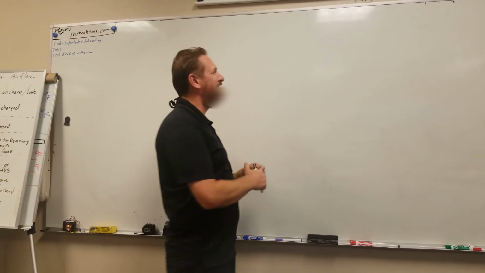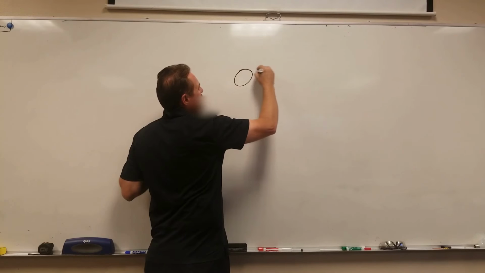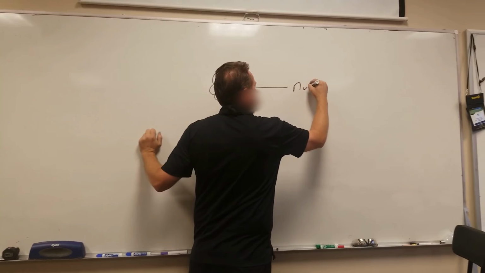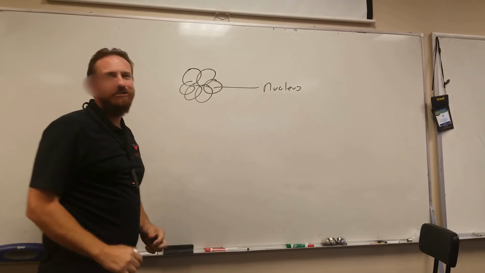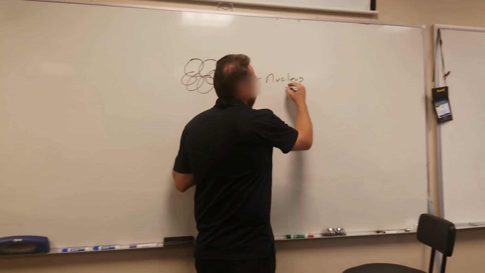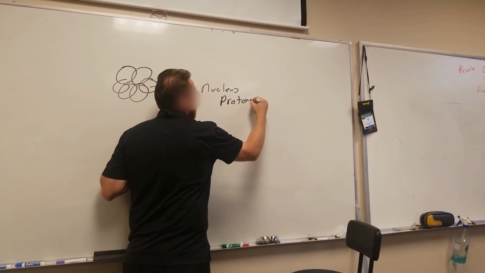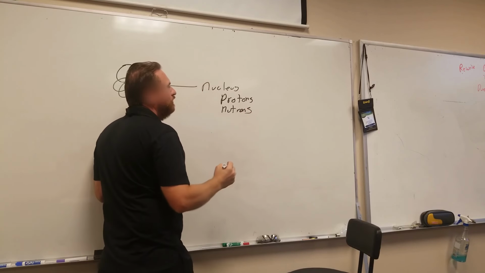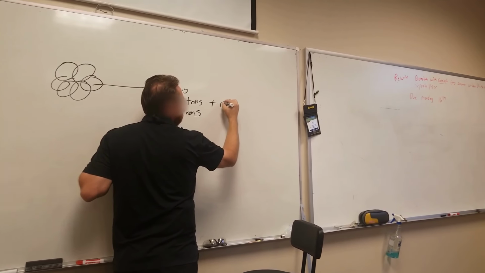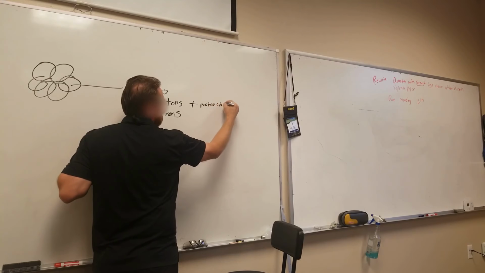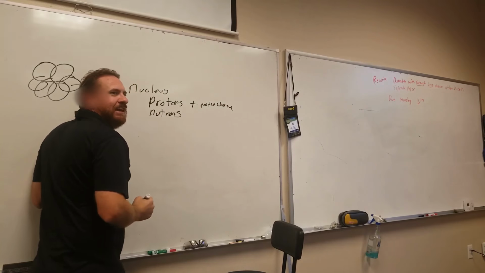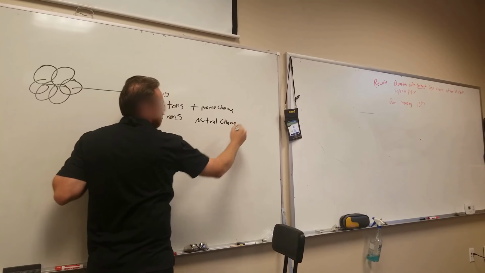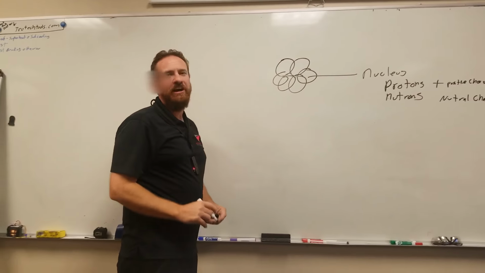They make up everything. Everything is made up of atoms. And atoms have a nucleus. I don't know how to spell nucleus, but it's nucleus. And the nucleus is made of protons and neutrons. Protons have a positive charge, and neutrons have a neutral charge, or no charge at all. That's the nucleus of an atom.